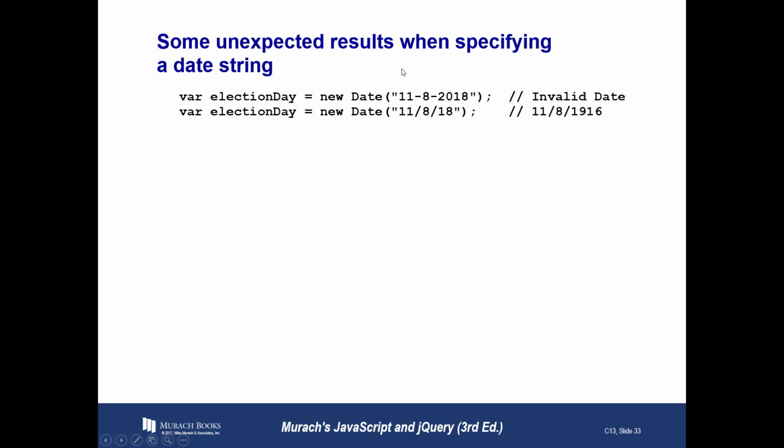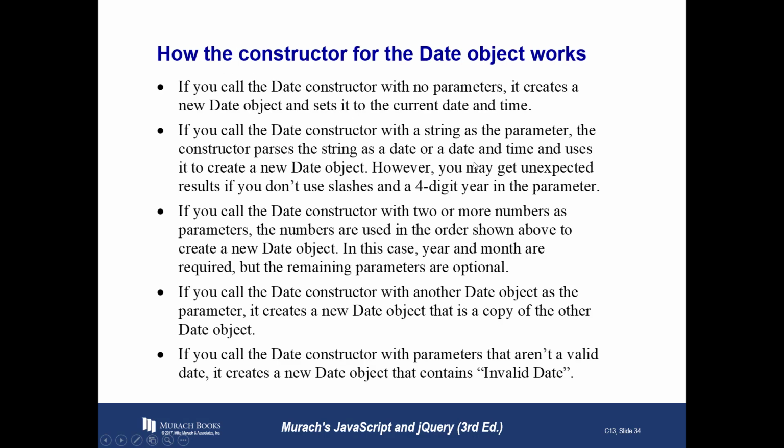It says here some unexpected results when specifying a date. All right. And may or may not happen. It says here this is an invalid date. I don't think it realizes the dash. And here, I don't know if it would still say 20 or 1916. I think it would be smart enough to know that, in fact, that's an error. That should be 1918. All right. The best thing you can do to be sure is to specify everything. Like you could have said here 11/08/2018 to be sure you get what you want.